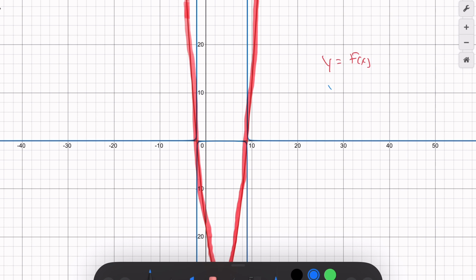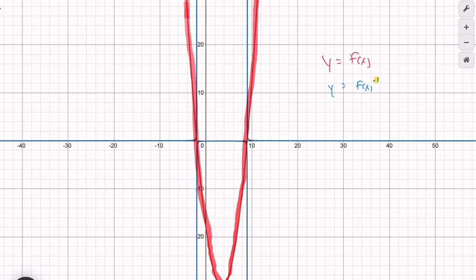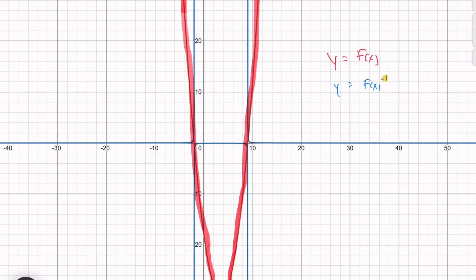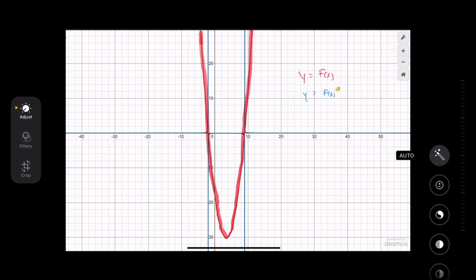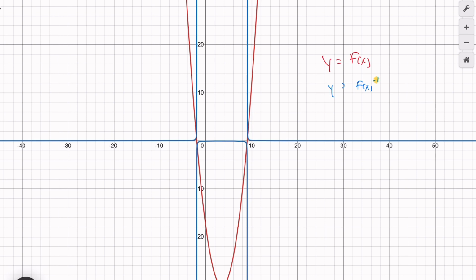And then the blue is y equals f(x) to the negative 1, right? Or the reciprocal of that function. It's hard to see, so we're going to camera it in here, and I'm actually going to get rid of the red. So I've erased the highlighters.